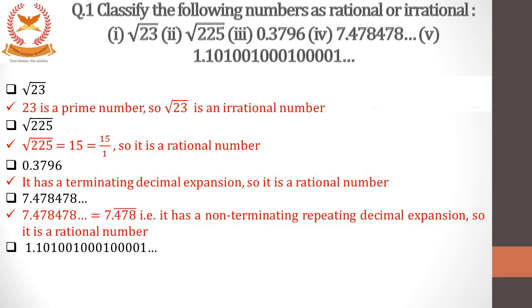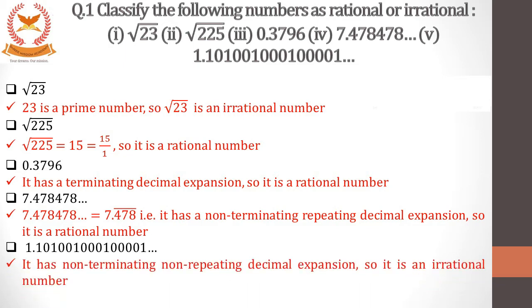Clear? Next, 1.10100100 and so on. अब ये decimal expansion कैसा है? It is non-terminating, non-repeating decimal expansion. और ऐसा decimal expansion किसका होता है? Irrational number का, correct? So as it is having non-terminating, non-repeating decimal expansion, it is an irrational number. समझ में आ गया? ये easy है.